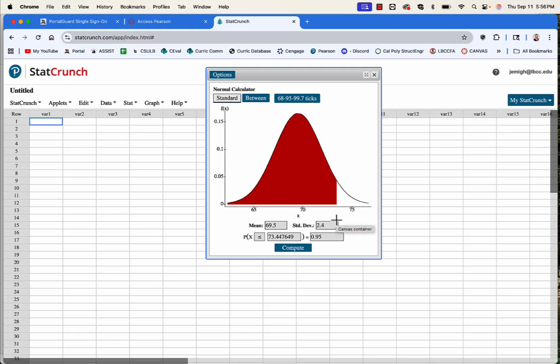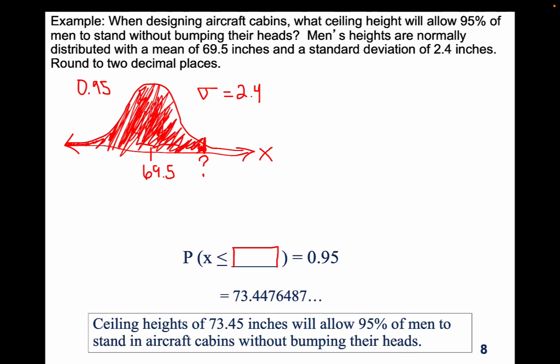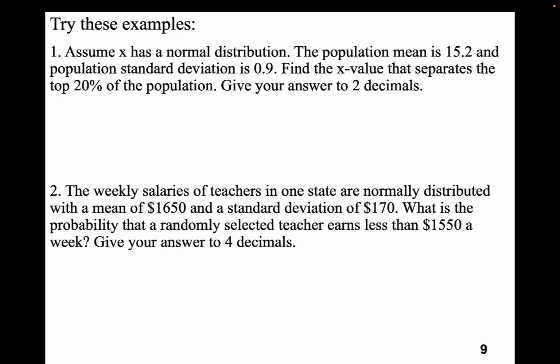Let's put that back in our notes. That will look like this. And then we were requested to answer with 2 decimal places of accuracy. So we would say we need to make those ceiling heights 73.45 inches inside those aircraft cabins. That'll allow 95% of men to stand without bumping their heads. Okay, last slide for this video. We've got 2 examples. So I want you to pause the video and try them now.